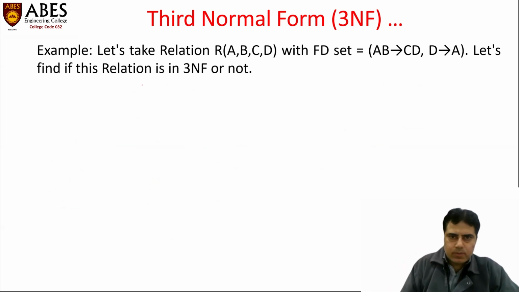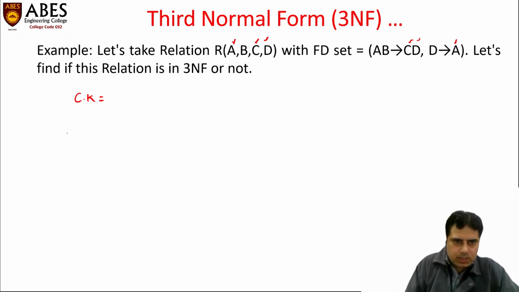Now let us take one more example. R is a relation ABCD with the functional dependency set AB determines CD and D determines A. Now let us find if this relation is in 3NF or not. First step is to find out the candidate key. Same procedure: CD, A. The missing attribute is B.